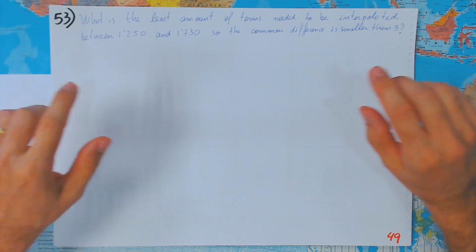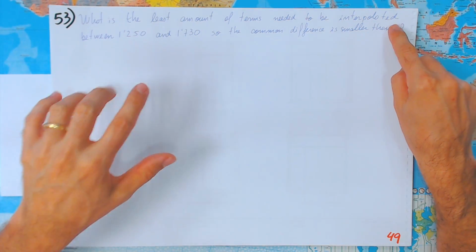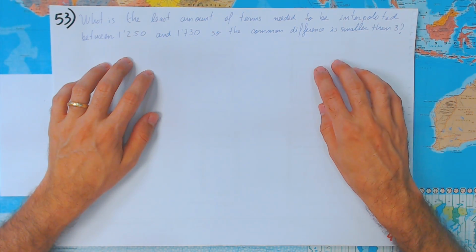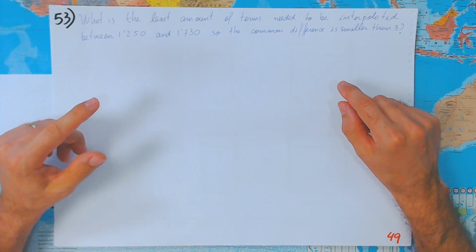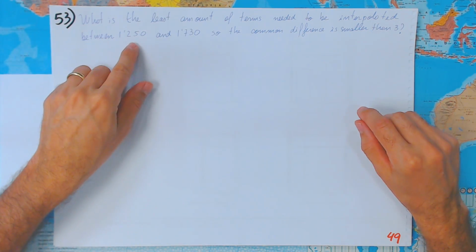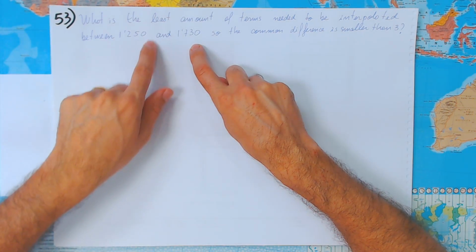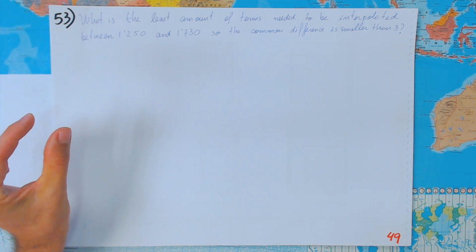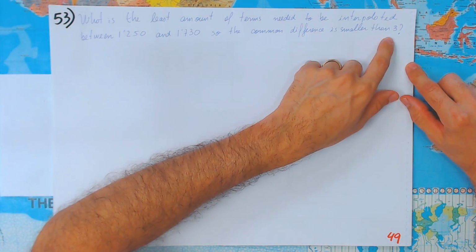Okay? Now, what is the least amount of terms needed to be interpolated between 1250 and 1730 so that the common difference is smaller than 3? So I have these numbers, I'm going to have to interpolate some terms in between in a way that each space, each interval, must be smaller than 3.